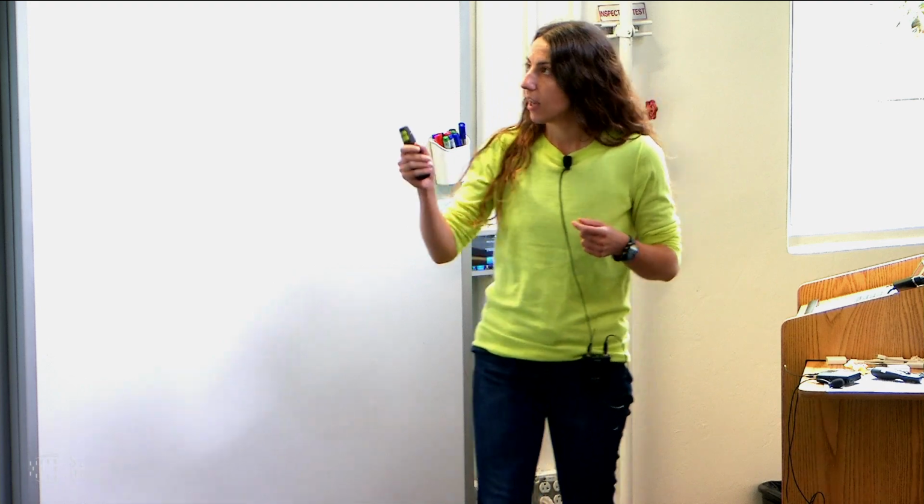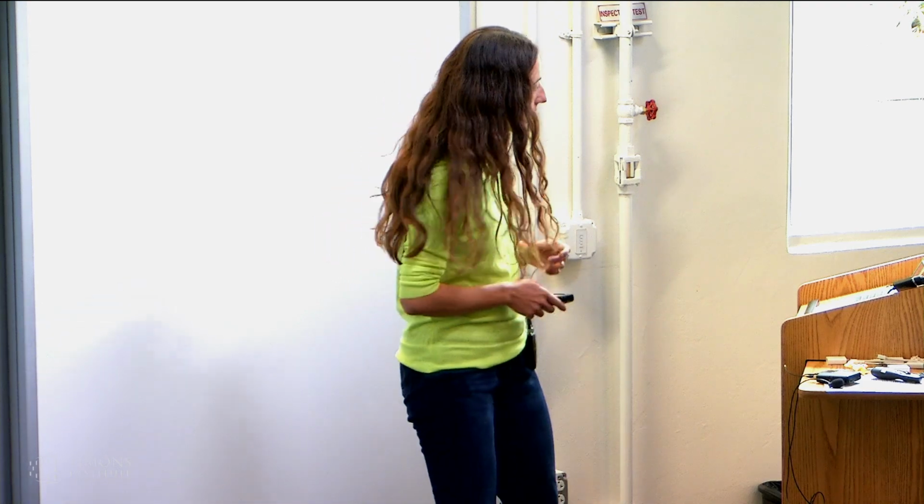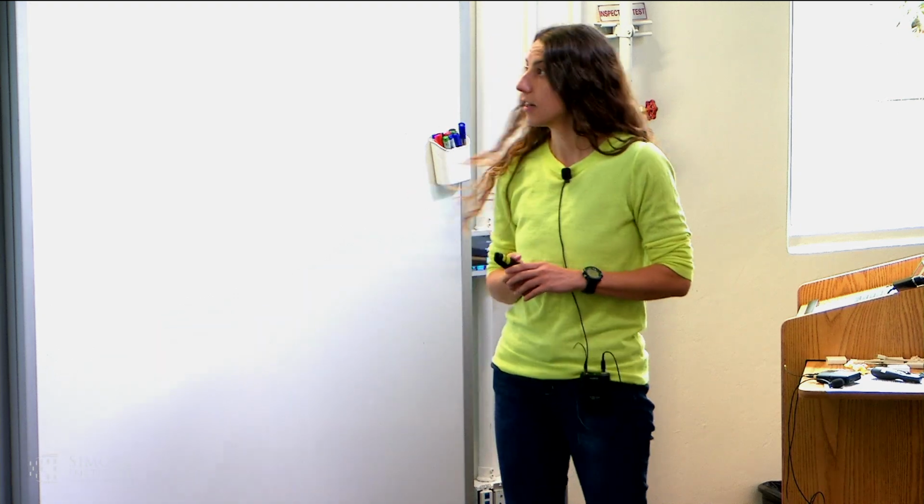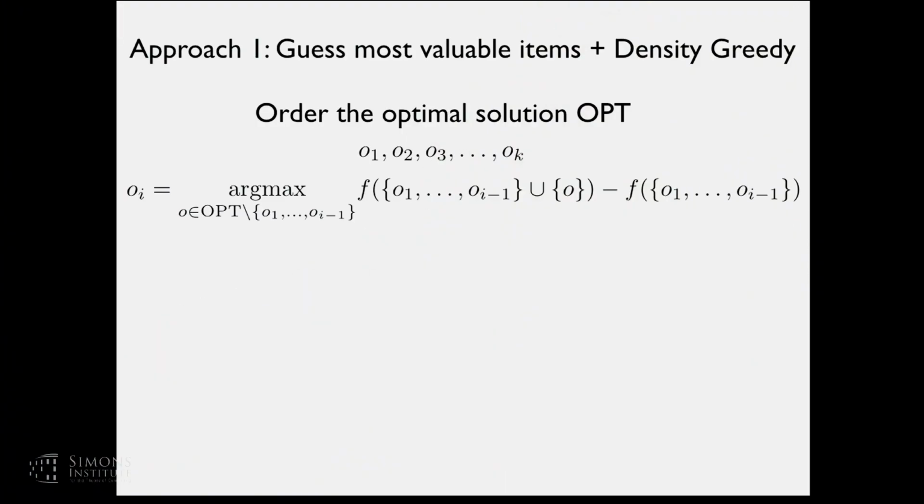So this makes a lot of sense in the linear case. But what do we mean by guessing the most valuable items in the submodular setting? Okay, so what I mean is the following. Let's consider the optimal solution, and let's think about ordering the items in the optimal solution in the following way. First, the first item in this order will be the item that has the largest marginal gain on top of the empty solution. It has the largest singleton value, so we set it aside.